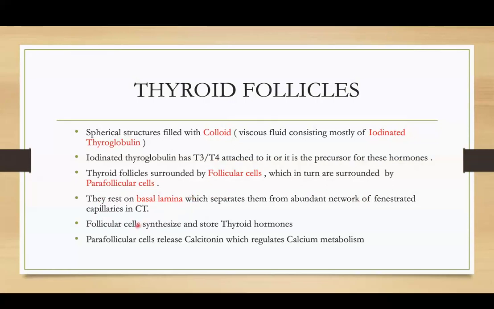So what do the follicular cells do? They synthesize and store the thyroid hormones, T3 and T4, and then they secrete them as well later. And then the parafollicular cells release calcitonin, which regulates calcium metabolism, and it's basically an antagonist to the parathyroid hormone. I think there's a separate lecture for that. But basically, I think calcitonin decreases calcium in blood and parathyroid hormone does the opposite. So basically, they're antagonists. So parafollicular cells release calcitonin, follicular cells release thyroid hormones. And then parafollicular cells are also called C cells because of their function.